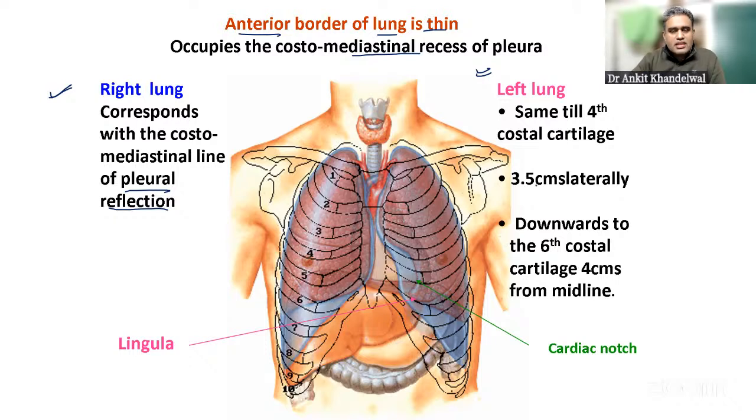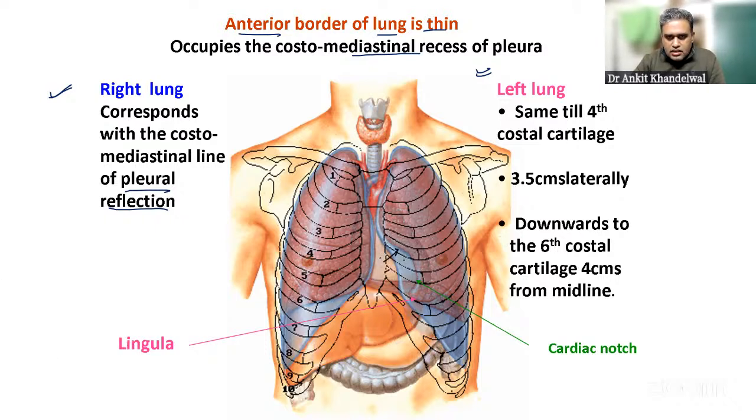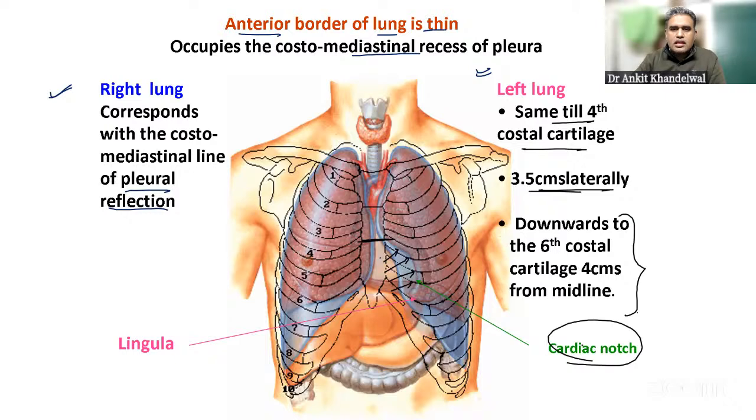So what is the difference actually between right and left? Let me tell you the basic concepts over here. In the left lung, I am putting some arrows. Let me use a black color over here. Look at these arrows. There is a shift in the pleural reflection. Why? Because of the heart. You can see over here, it is the same till the fourth costal cartilage. After that, it moves a bit, 1 or 1.5 inch laterally downward to the sixth costal cartilage because of the cardiac notch over here. Simple. That is the only difference.